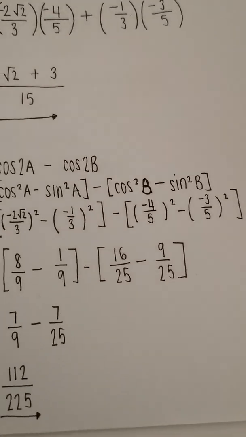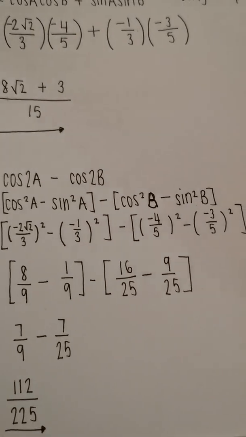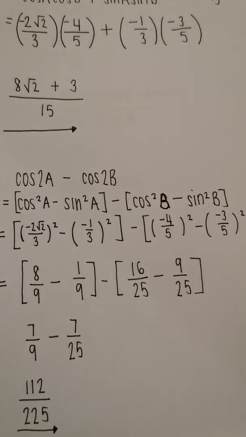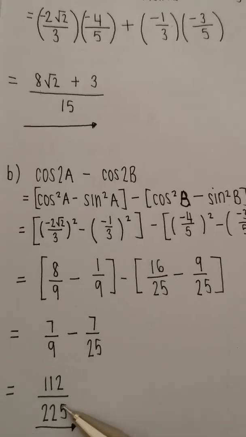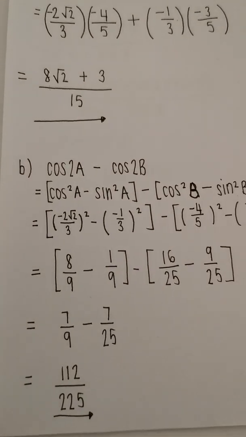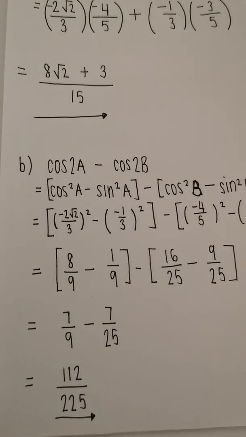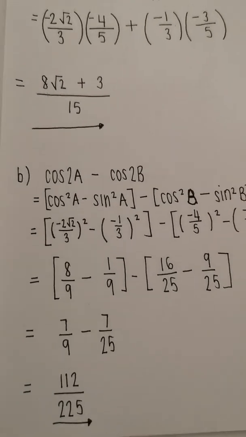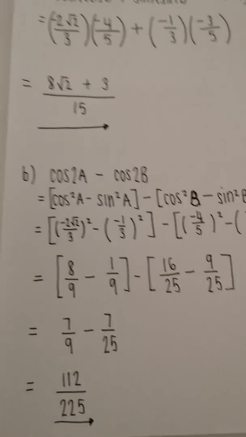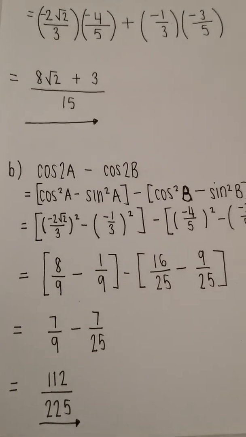Don't forget, because it says without the use of a calculator, you need to show a few more steps in between with your simplification, and that's the answer. If you chose to use any of the other identities, you would come to the exact same answer. Okay, that's all that you need to know in terms of questions.